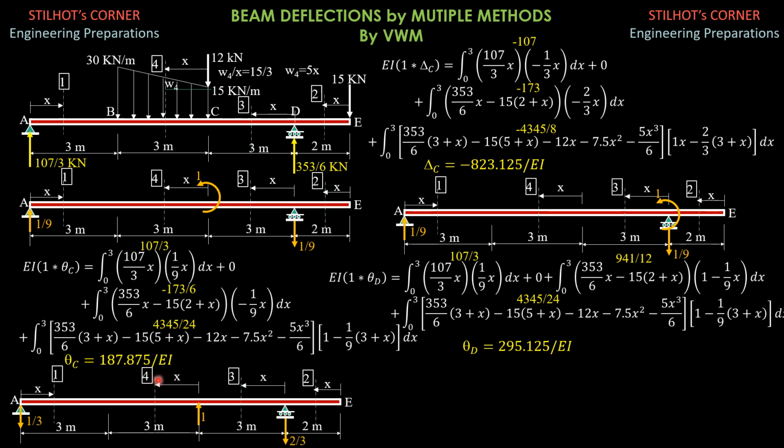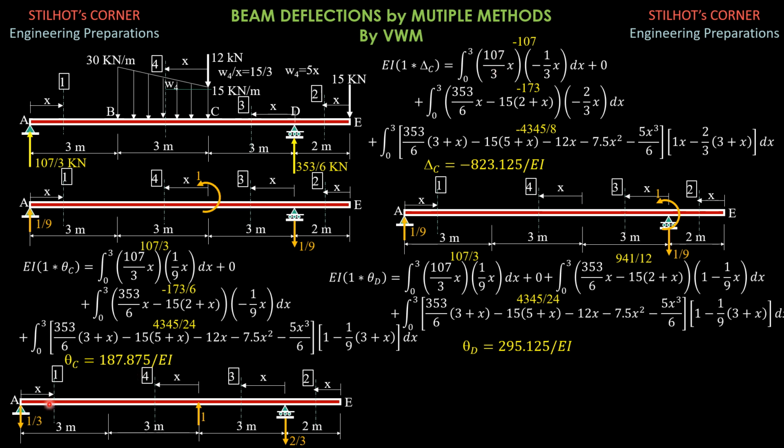Next is for the deflection at C. So we apply an upward unit load 1. So the reaction here is 1/3, and here it's 2/3 due to this unit load. So you can easily verify that. Therefore, the integral at section 1, you copy EI 1 times delta C, copy the big N.